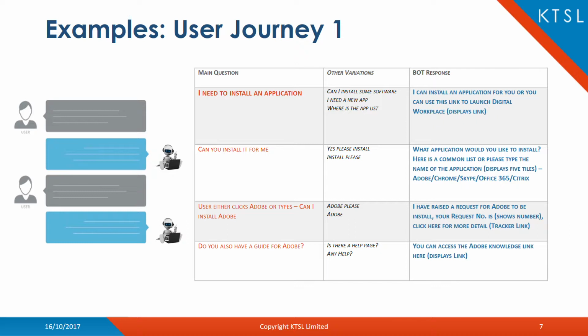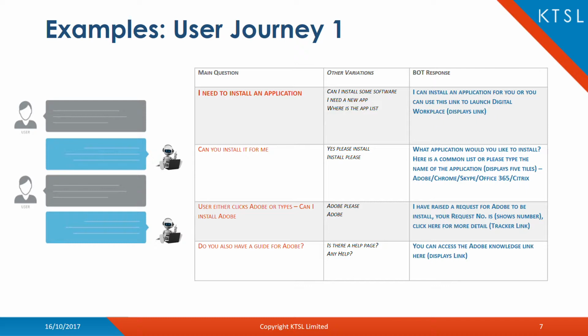Let's talk about some example journeys. If we talk about some example user journeys at first, which is a typical example of how to use the bot channel. So I need to install an application. The other variations of that could be, can I install some software? Or I need a new app. And the bot will respond with, I can install an application for you, or you can use this link to launch Digital Workplace. It can then launch your self-service channel.